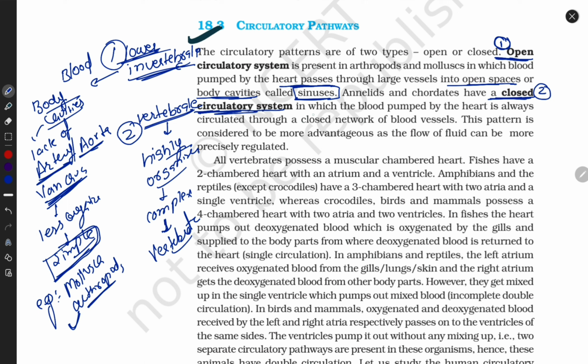In a closed system, the blood pumped by the heart is always circulated through a closed network of blood vessels. This pattern is considered to be more advantageous as the flow of fluid can be more precisely regulated. This is the feature of closed circulatory system.